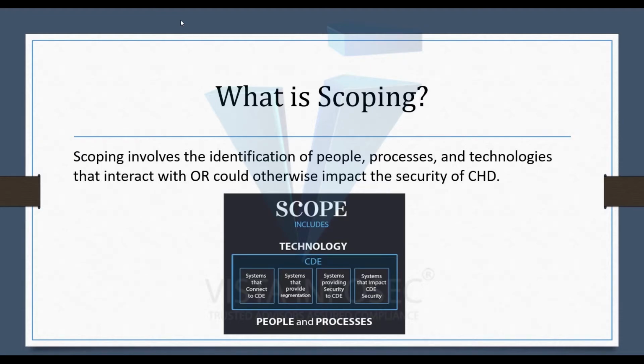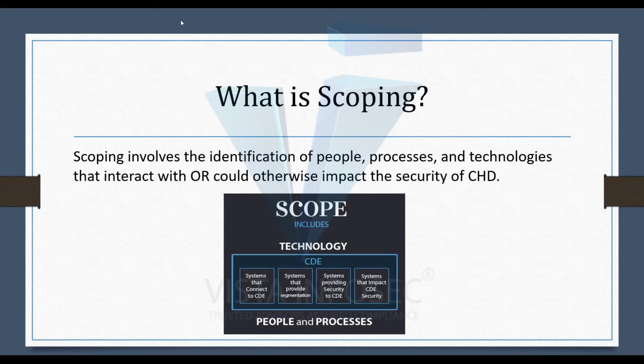So scoping in short involves identification of people, process, and technology, PPT, that interact with or could impact the security of your cardholder data, CHD. So these are the four things that we look at. There is a nice video on our YouTube channel under Ask the Experts, which is simply to whom is PCI DSS applicable. It's a 5-10 minute video. It will explain this in much more detail.